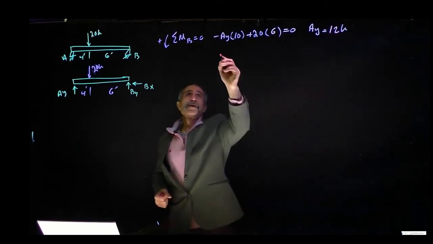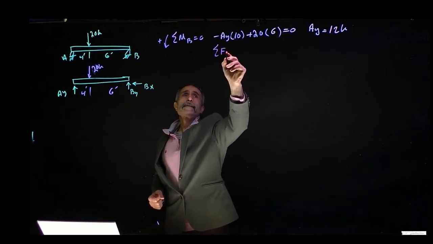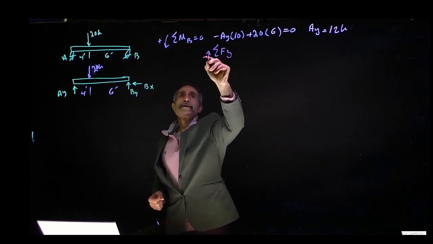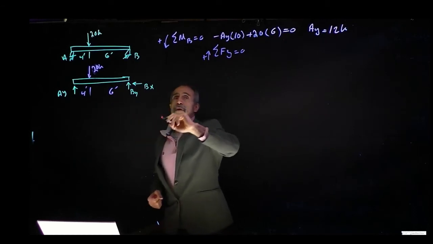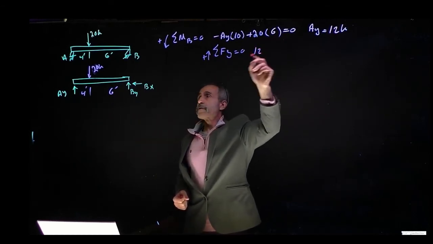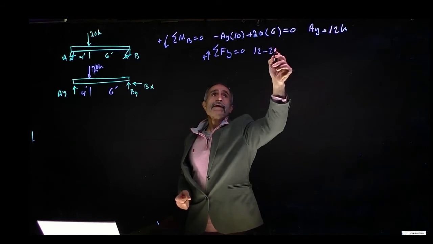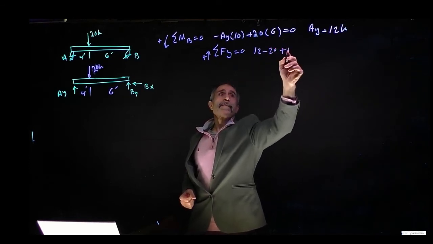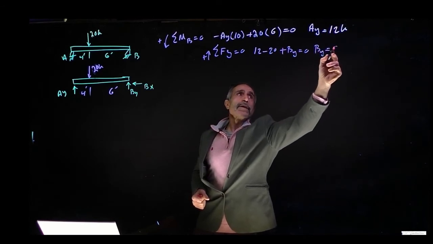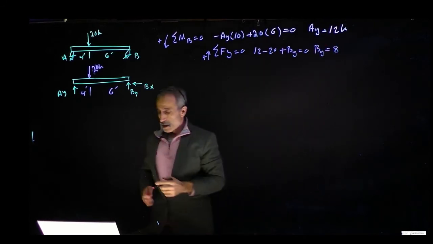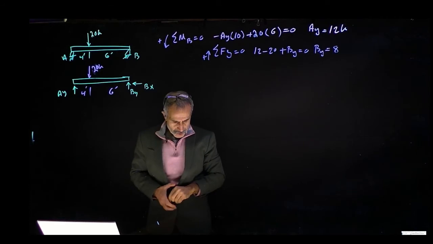And we can do summation FOY. Direction going up is positive, equals 0. I have 12, that came out to 12. So 12 positive minus 20 and plus BY is equal to 0. So BY comes out to 8. And they both even out. So now let's go ahead and do the shear and moment diagrams.